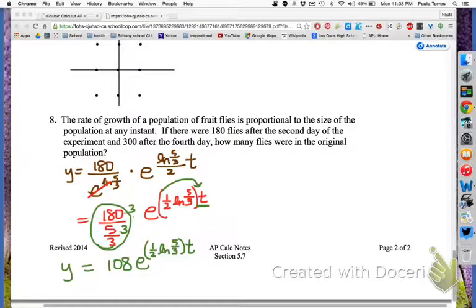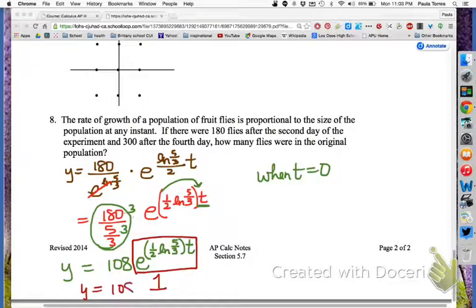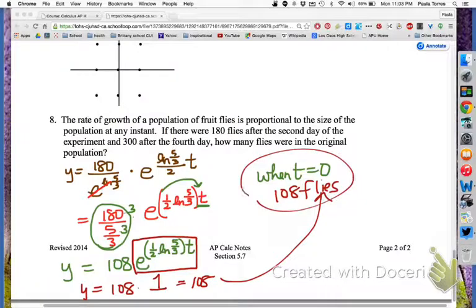And then when it says how many were in the original population, well, I just figured out when t is 0, this entire second piece, of course, will be e to the 0, which is 1. So I'll have y equals 108 times 1, which is 108. So the original population was 108 flies.